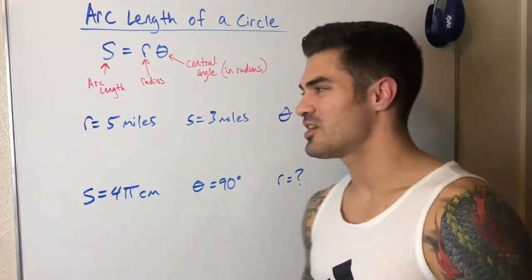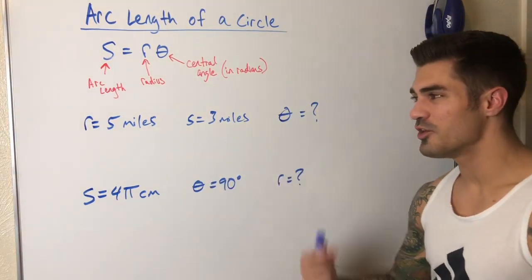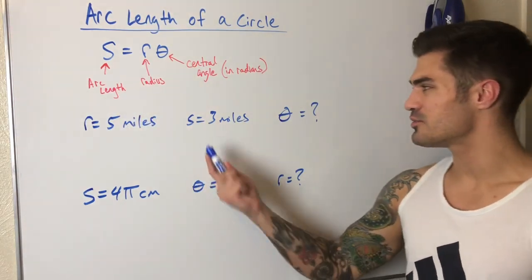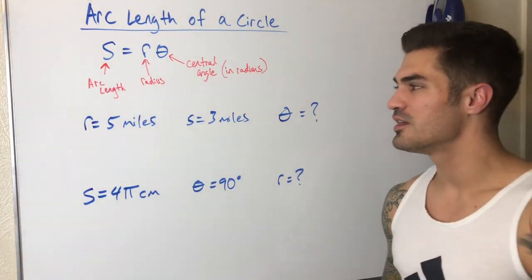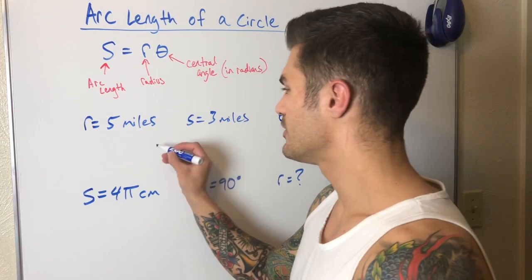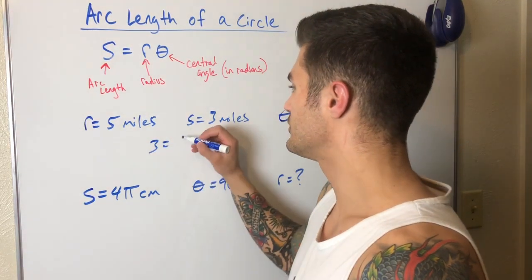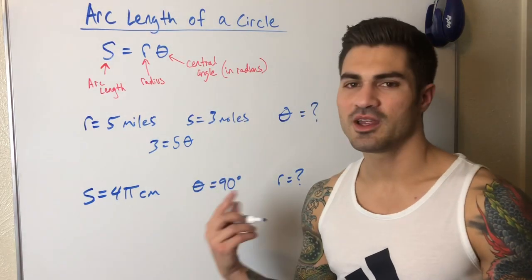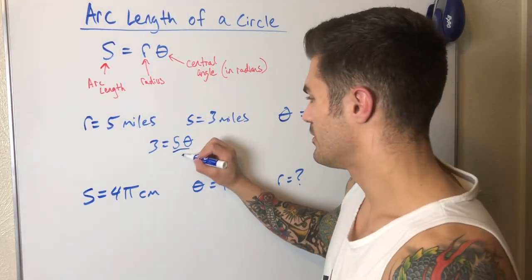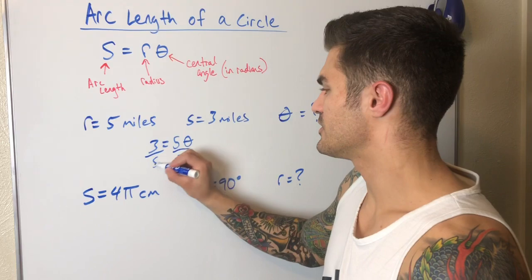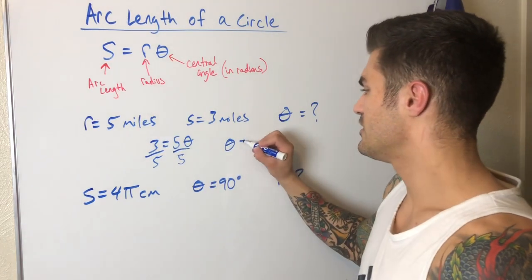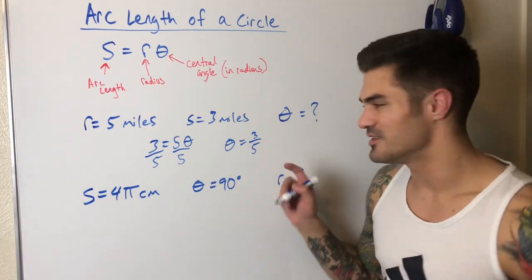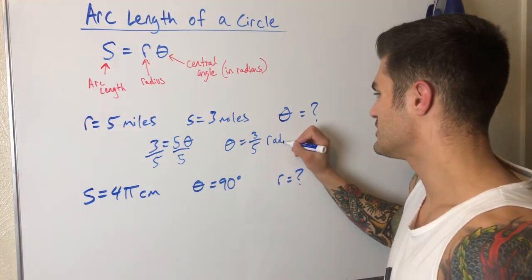All right, so let's see just a couple examples. We're gonna solve for whatever unknown we have. So in this case, we're given radius, we're given arc length, we're solving for theta, okay? So I'm just gonna plug into my formula. I have 3 equals 5 theta. Now I solve for theta by dividing both sides by 5. Pretty straightforward. Divide both sides by 5, and I have theta equals 3 over 5, and this is radians, right? 3 over 5 radians.